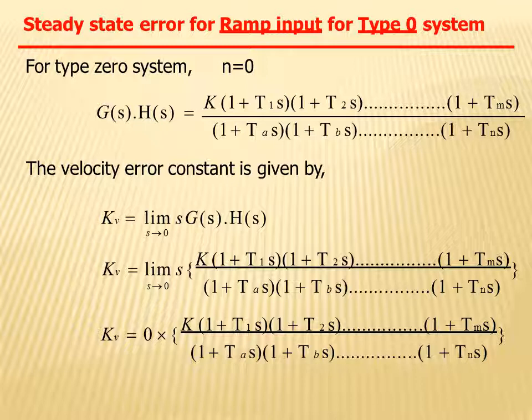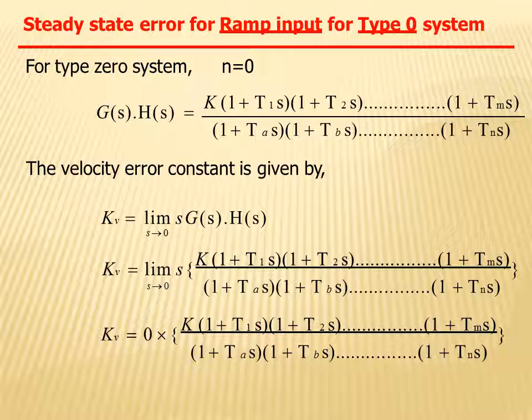Next for ramp input. So here we will see steady state error for ramp input for type 0 system. For type 0 system n is equal to 0. So equation is given as shown here. G of s into H of s is equal to K into (1 plus T1 s)(1 plus T2 s) up to (1 plus Tm s) divided by (1 plus Ta s)(1 plus Tb s) up to (1 plus Tn s). So this velocity error constant Kv is given by Kv is equal to limit as s tends to 0 of s into G of s into H of s.